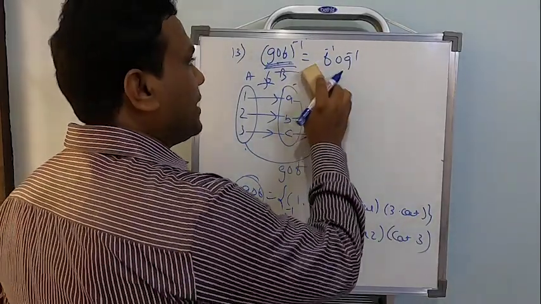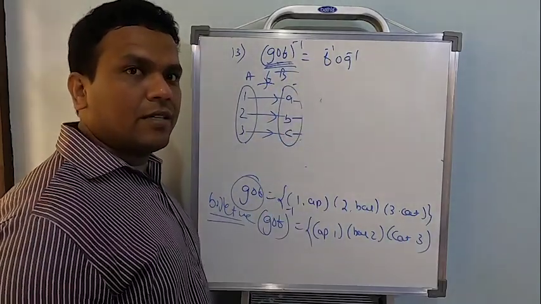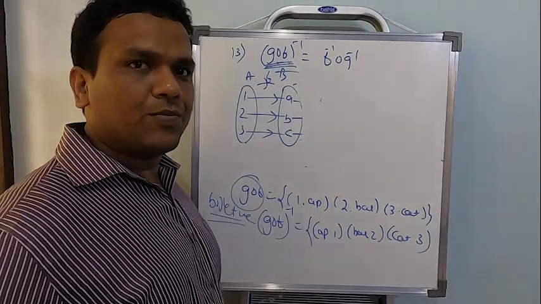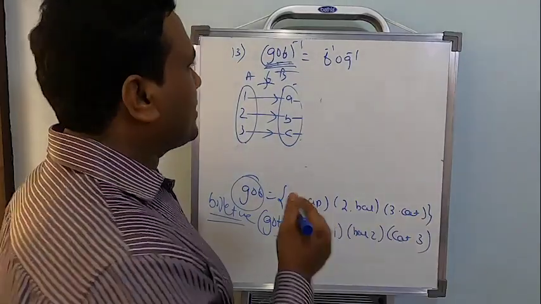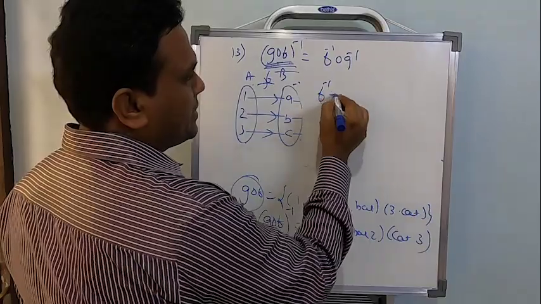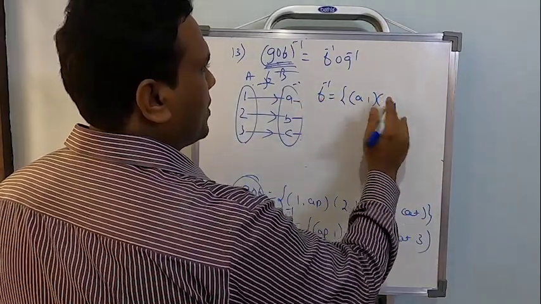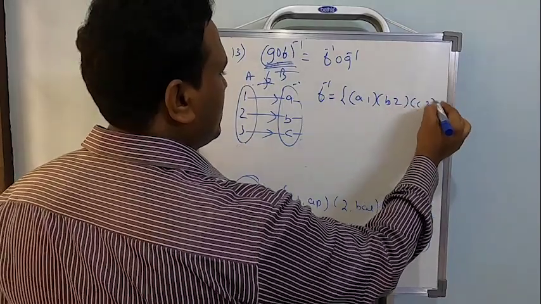First thing, I need to find f inverse. Then I need to find g inverse. Then I need to compose these two. Clear, students? Okay. To take the help of the Venn diagram, this is f actually. F is 1, 1 and 1, 2. So f inverse exists. F inverse equal to a comma 1, b comma 2, and c comma 3.